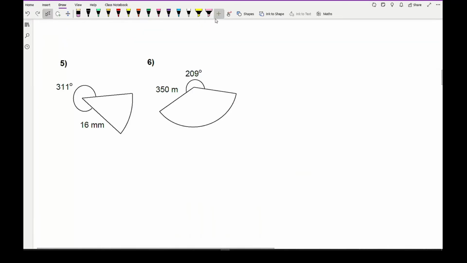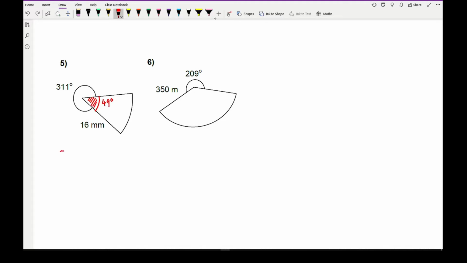So let's have a look at these two equations here. With this particular question, we've been given the exterior angle of the sector, so what I need to do first is work out what this angle here is going to be. If that's 311, then all I need to do is take it away from 360, which gives me 49 degrees.